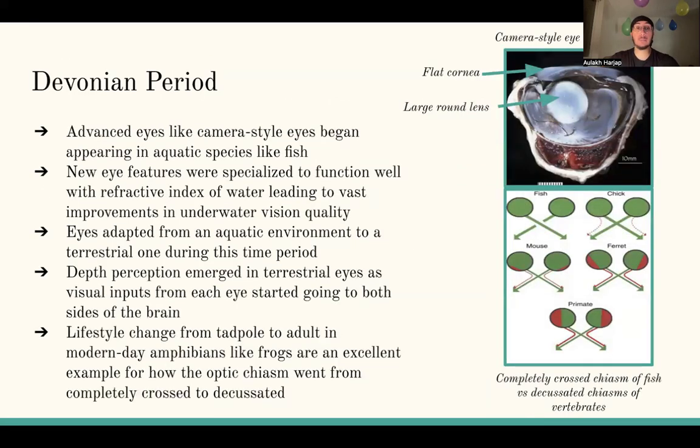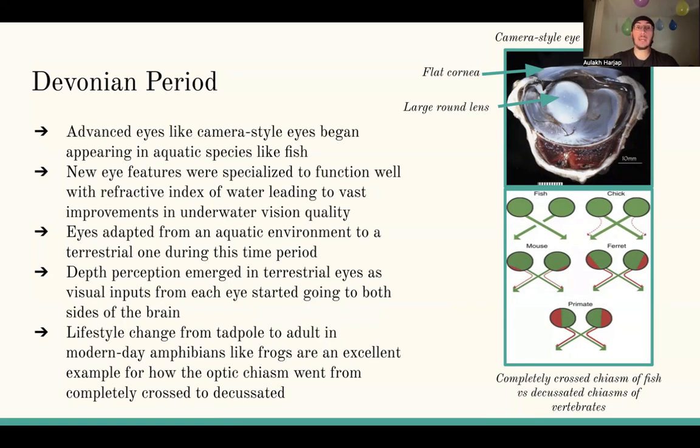Next, we have the Devonian period, also known as the Age of Fishes. This period lasts between 450 million years ago to 362 million years ago, and it led to more advanced eyes appearing in aquatic species. Fish developed eyes with lenses and retinas, allowing them to develop greater vision quality with an increased range and spatial acuity with sharper focus. Both of these were crucial features for a predatory lifestyle in complex underwater environments.